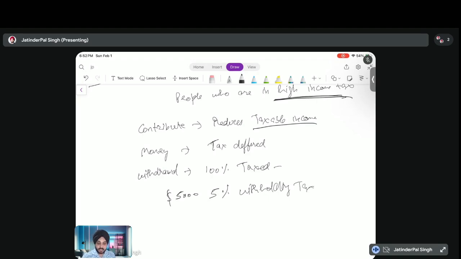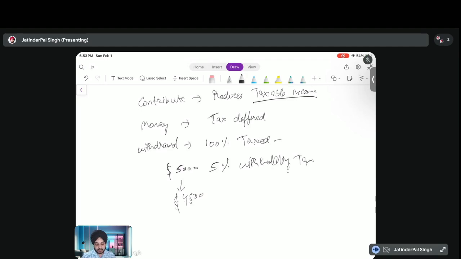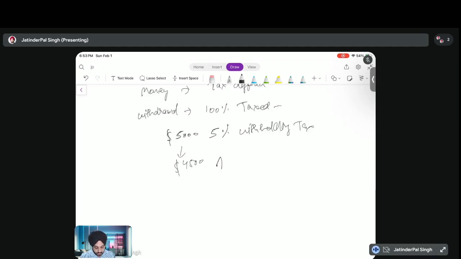What is the meaning of withholding tax? It means you can only receive $4,500 from this account, for example. They will not give you the whole 5,000. They will keep $500 as tax, and the rest, $4,500, is yours. And the $4,500 which you withdraw will be added to your income when you pay tax at the end of the year. So it will be added to your income, and then your whole income will be taxed.